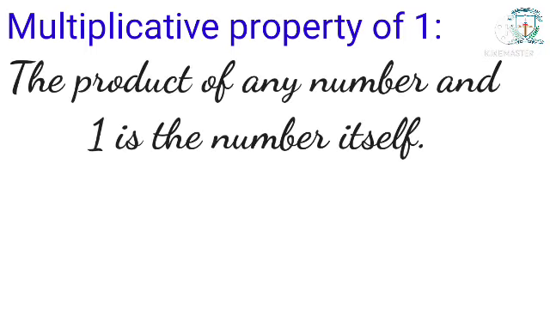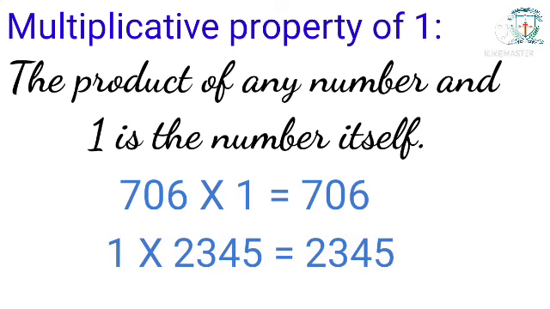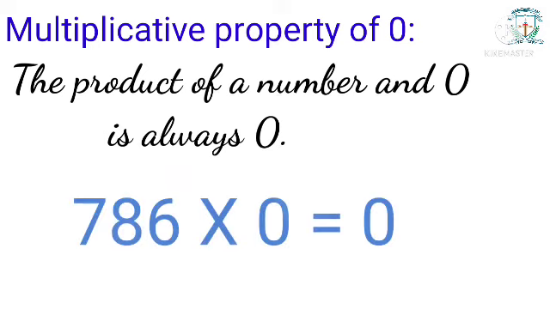Property 2. Multiplicative property of 1. The product of any number and 1 is the number itself. For example, 706 multiply with 1 is equal to 706. And 1 multiply with 2345, we get 2345. Property 3. Multiplicative property of 0. The product of a number and 0 is always 0. For example, 786 multiply with 0 is equal to 0.